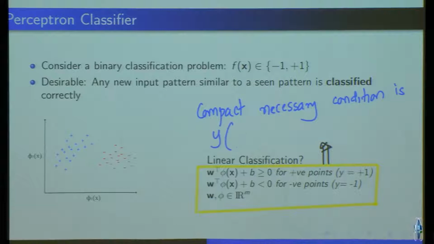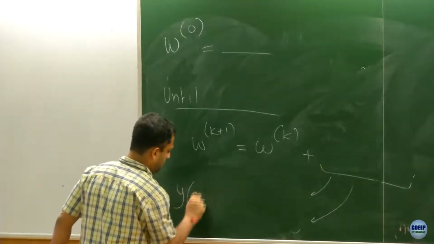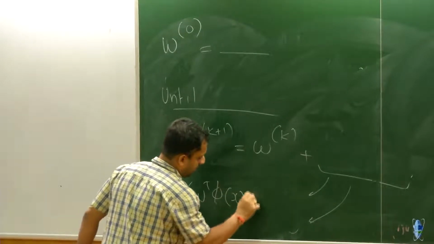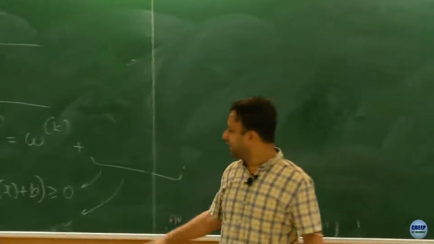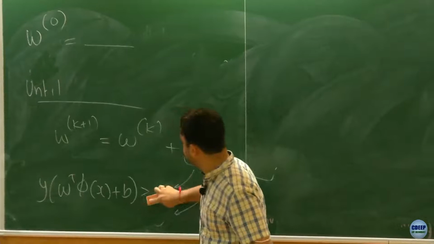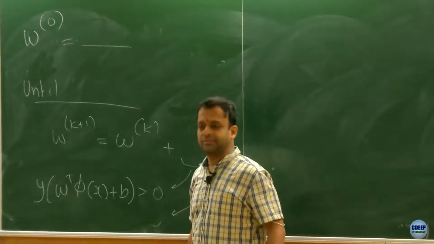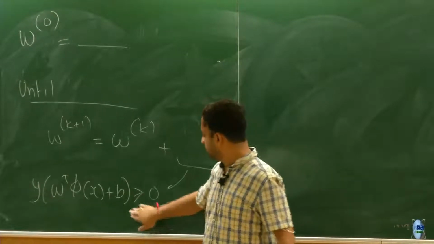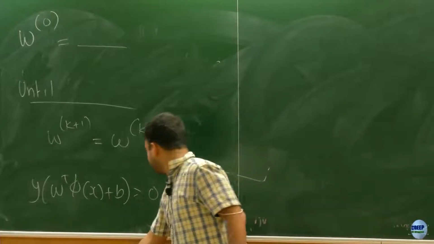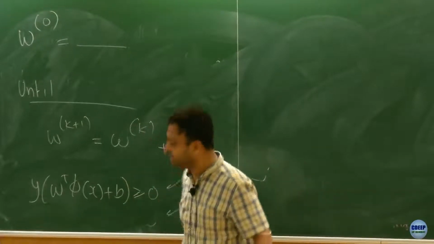So the compact necessary condition is y times (W transpose phi(x) plus b) is greater than or equal to 0. Right, clear? This is a necessary condition, but if I put a sufficient condition, I'll say greater than 0. Then certainly I'm fine with both cases. So we'll see whether we want to do necessary or sufficient. I'll let the greater than or equal to be right now.